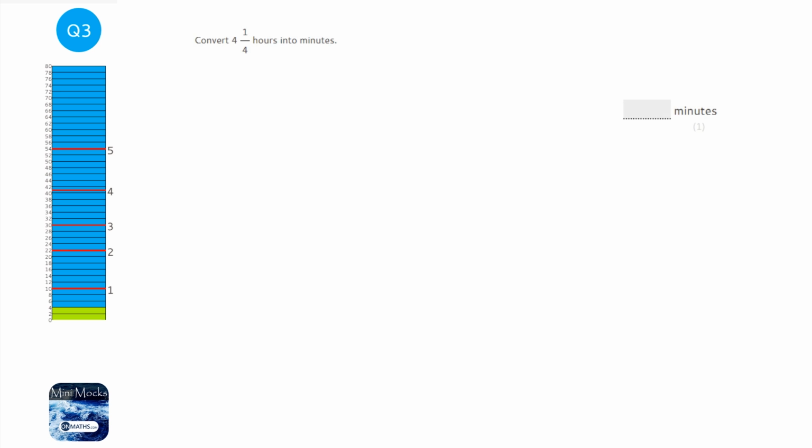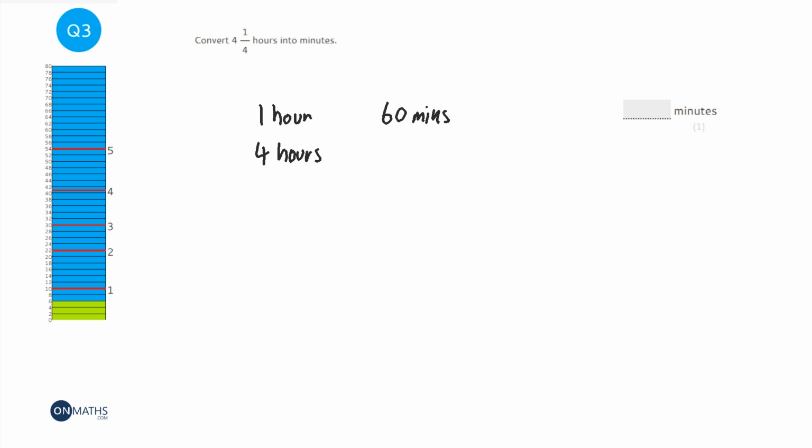Now, I know it might seem a bit obvious, but it's really important in this question that we realise that 1 hour is 60 minutes. The reason for that is it's really easy to accidentally think that there's 100 minutes in an hour. So 4 hours will be 4 times as much. 4 times 6 is 24 with a 0 because it's 60, not 6.